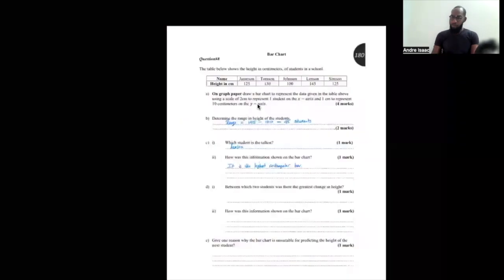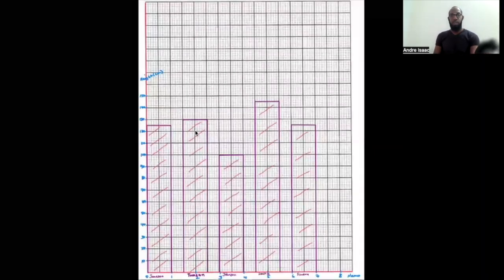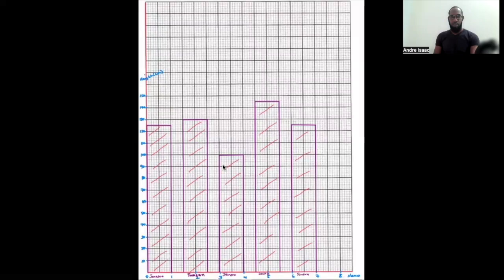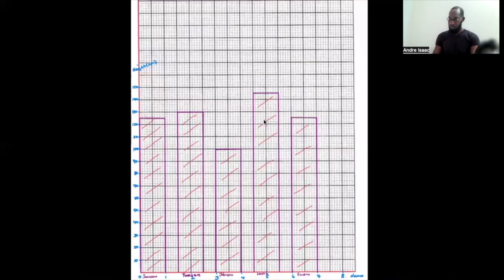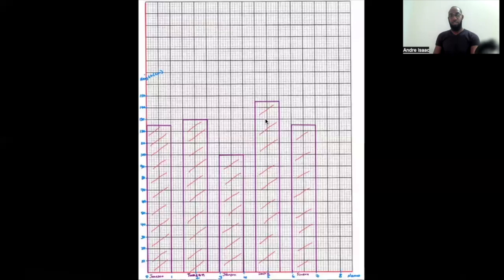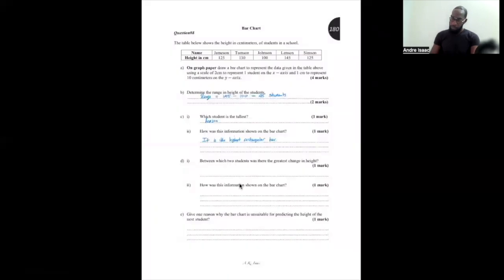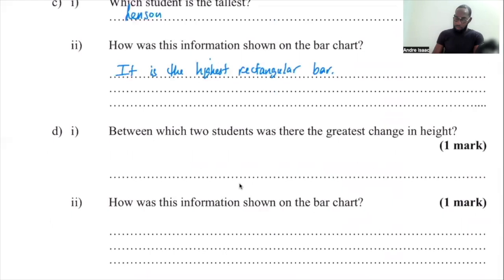They said between which two students was there the greatest change in height? When you look at this, you see Thompson and Johnson. But when you look at Johnson and Lenson, that's the greatest change in height. So the greatest change in height is between Johnson and Lenson.